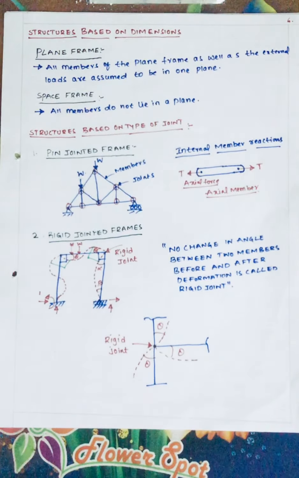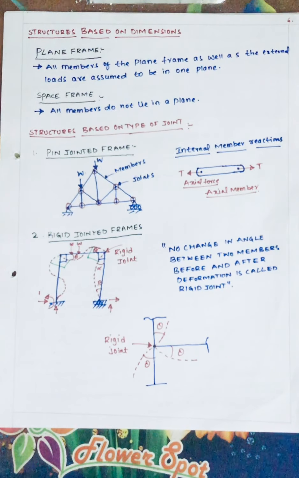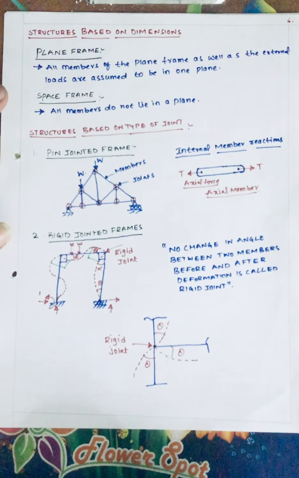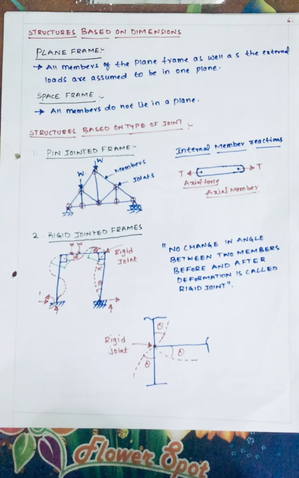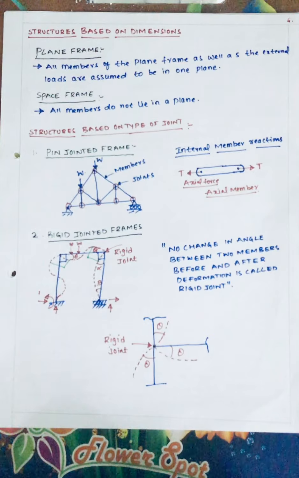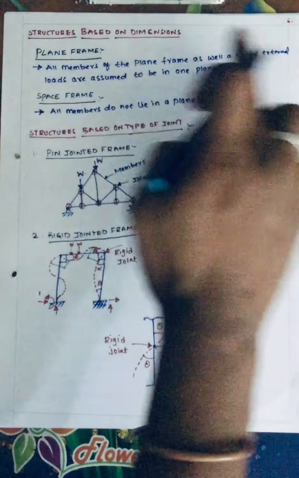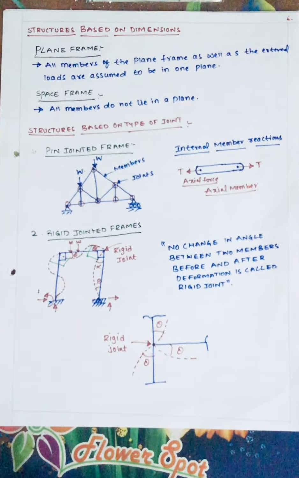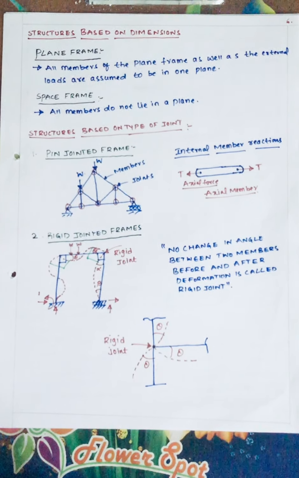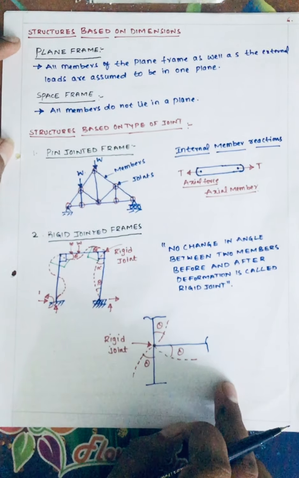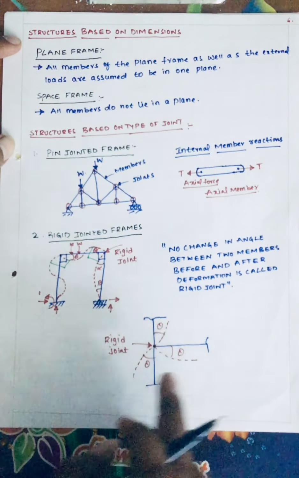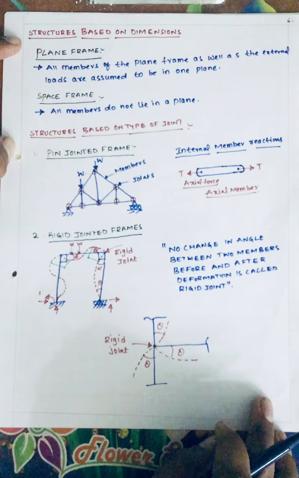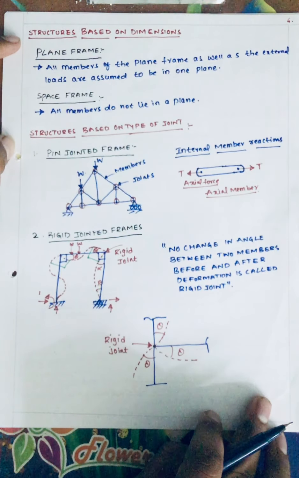Okay, next one is structures based on dimensions. Structures based on dimensions means, as I have discussed, 2D and 3D. In a similar manner, here we will be calling the 2D one a plane. Plane means like this paper, this is X and this is Y. So this is the plane frame and this is the space frame. So what does plane frame mean? All the members of a plane frame as well as the external loads are assumed to be in one plane. So the loads acting on the structure should be acting only on a single plane, either XY or YZ or ZX. Any one plane.